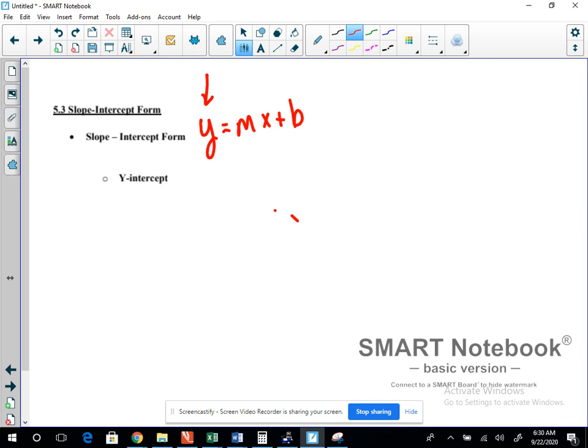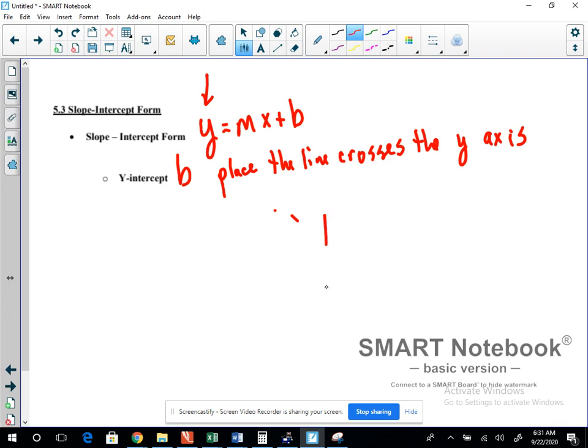Now the y-intercept will be b, and it's the place the line crosses the y-axis. So if we were to make a picture and we had a line here, I'll put it in a different color. This is the x-axis, this is the y-axis. If that was 3 units up, then b would be 3. It's crossing at the place where b is 3.